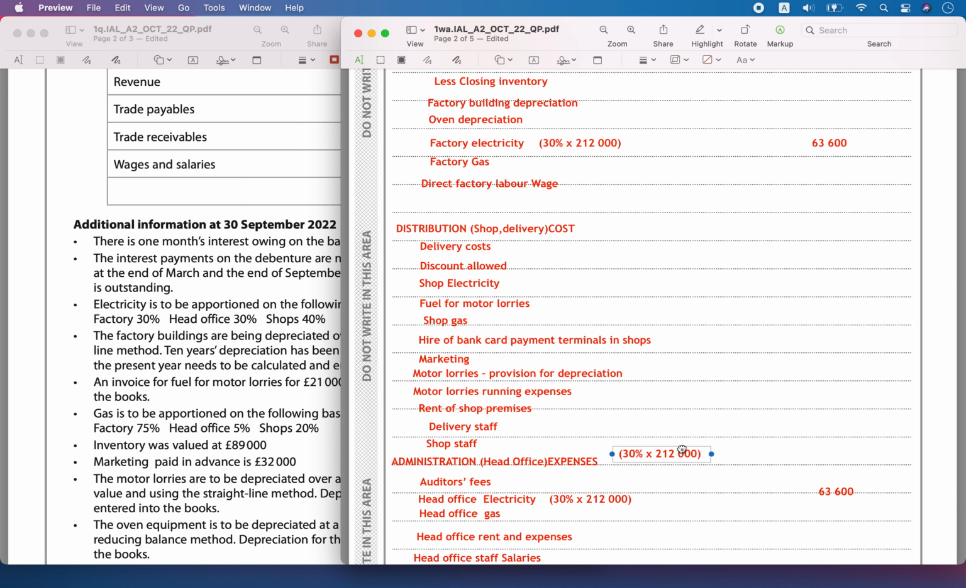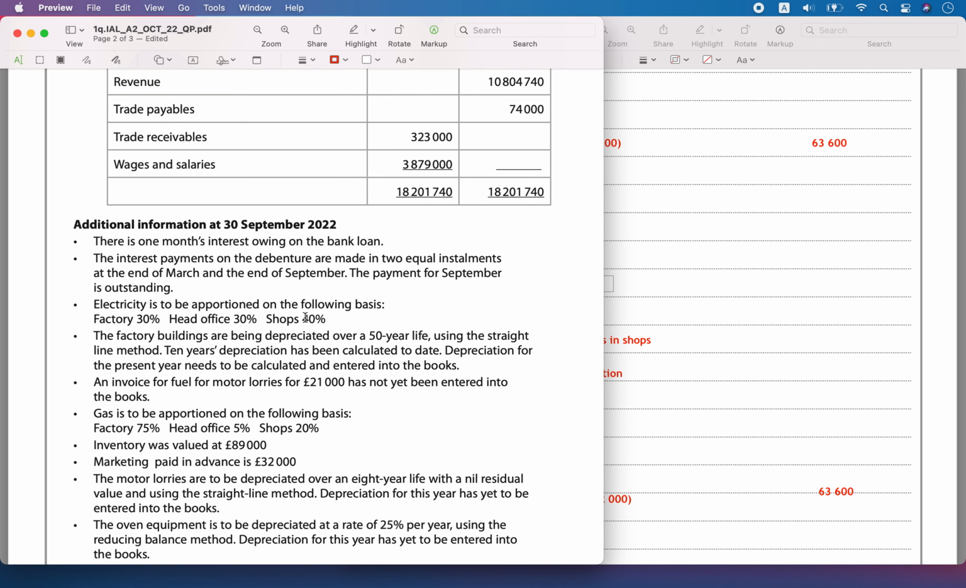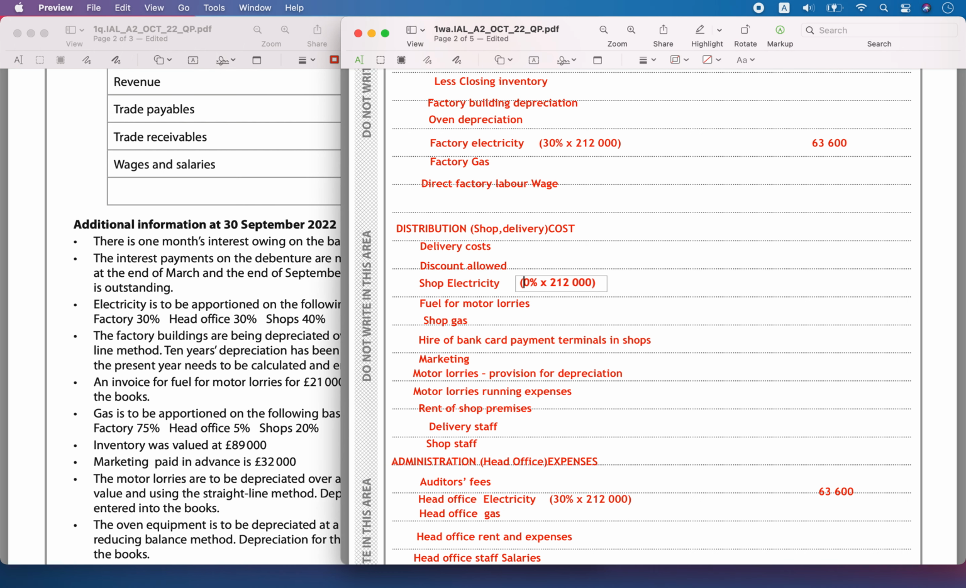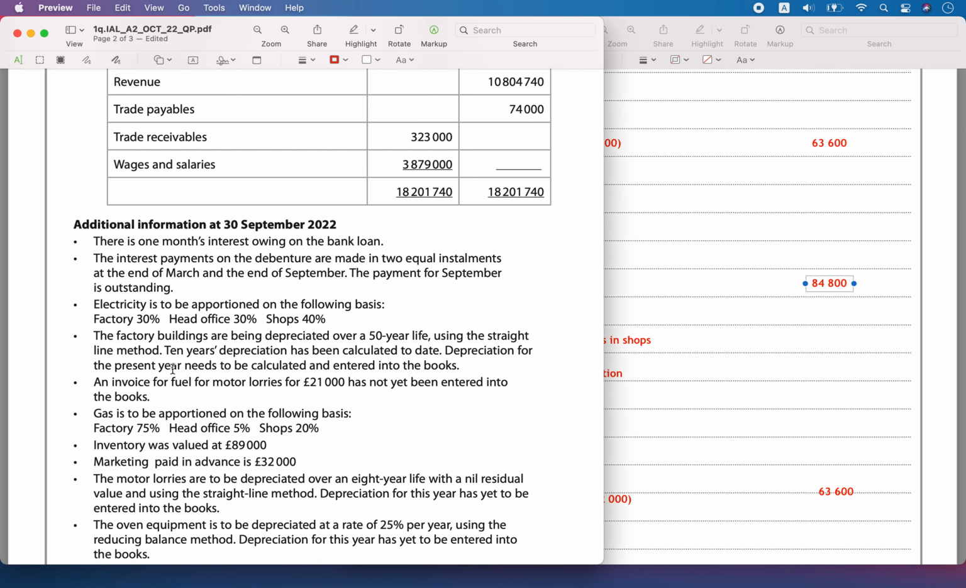And shop, it is 20% of 212. For the shop electricity, it is 20% of 212,000. So that is going to be shop electricity. Shop electricity is 40% of 212. So that is going to be equal to 84,800. Okay, shop electricity.